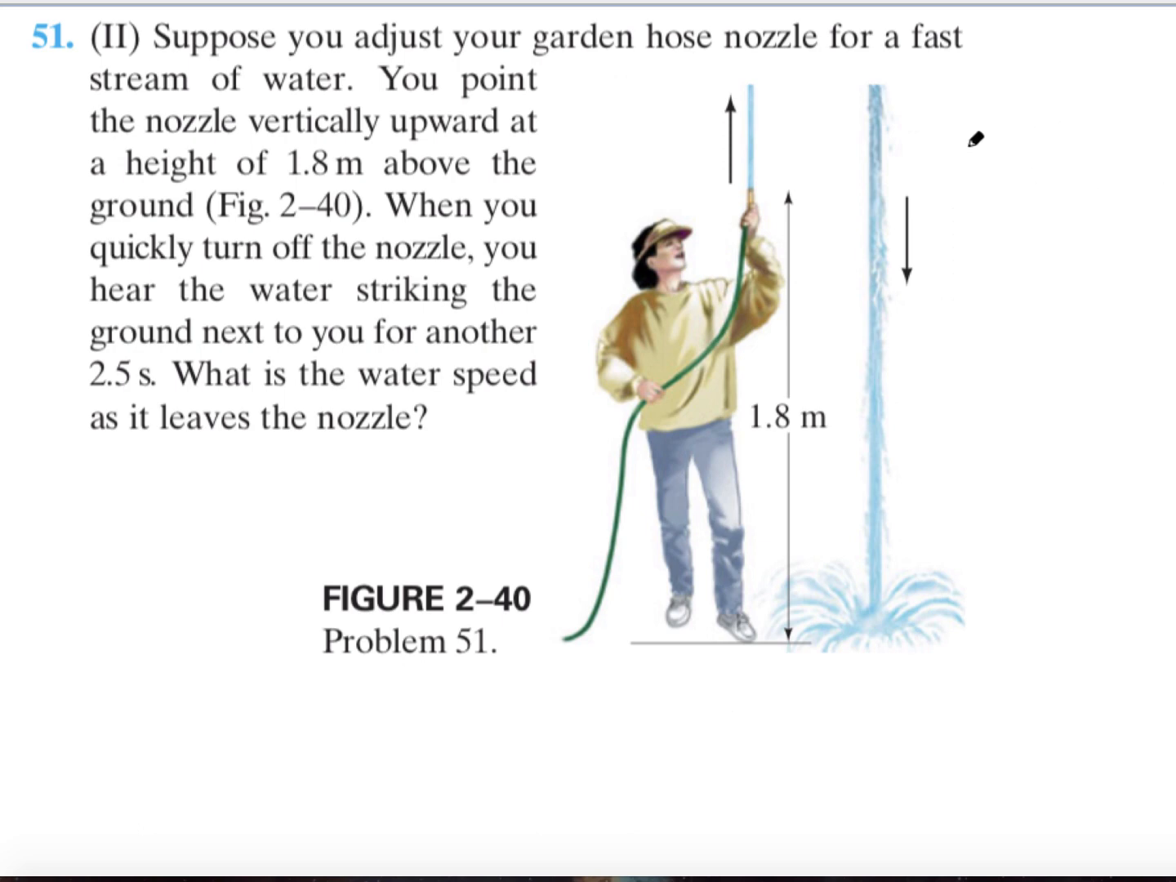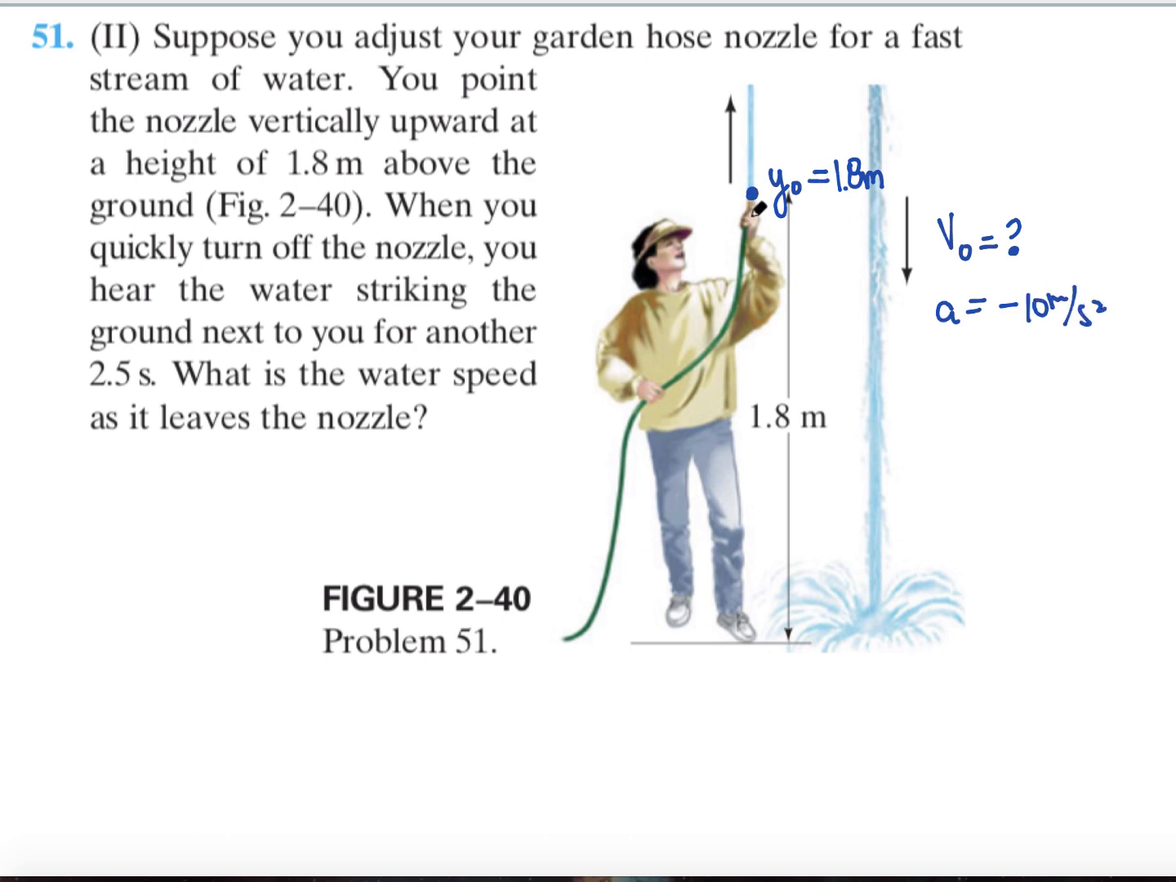For question 51, we have a garden hose that's shooting a stream of water upward, and it starts at an initial height of 1.8 meters. So I'm going to say this is y naught, which is 1.8 meters. When I turn off the nozzle, I hear the water hitting the ground next to me for another 2.5 seconds. What is the speed as it leaves the nozzle? So in this case, I'm looking for an initial speed. I know that my acceleration is going to be negative 10 meters per second squared.